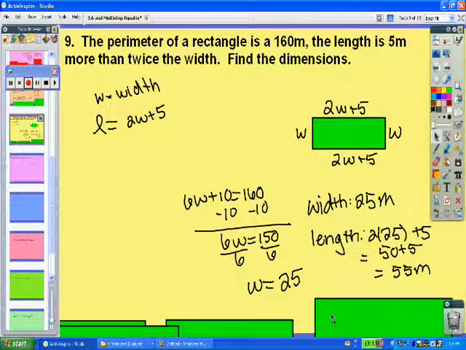Here, I should get my width is 25, and my length, when I plug in 25, I get the answer of 55. So 25 meters for the width, and 55 meters for the length.